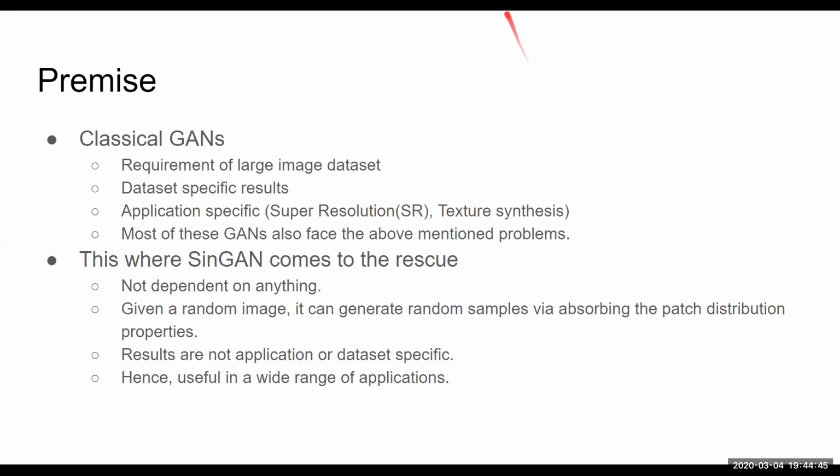Now, the cool thing about SinGAN is that the results are not application specific or data specific. It's a huge relief for the computer vision community, because we won't need to create a dataset, and we won't have to deal with specific applications. Once you train SinGAN, you can use it for many image manipulation tasks. So it is useful in a wide range of applications. This is basically the premise of what the SinGAN authors wanted to achieve while doing this research, right? And yeah, next slide.